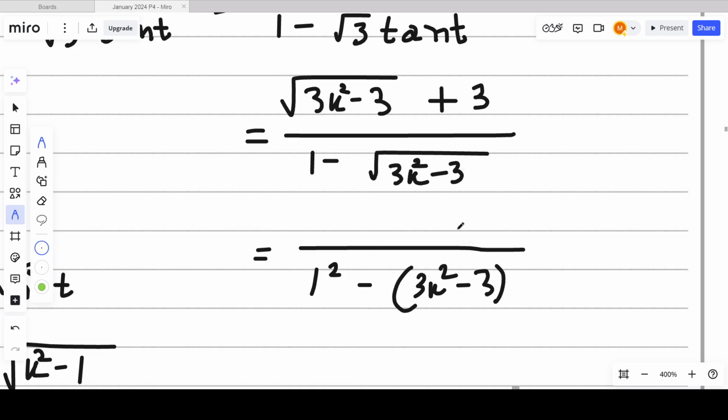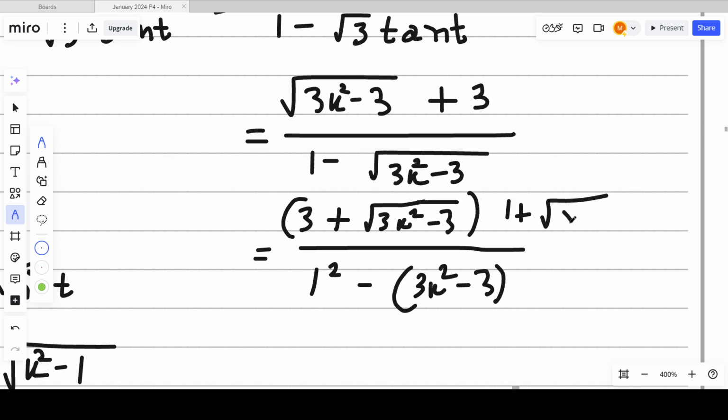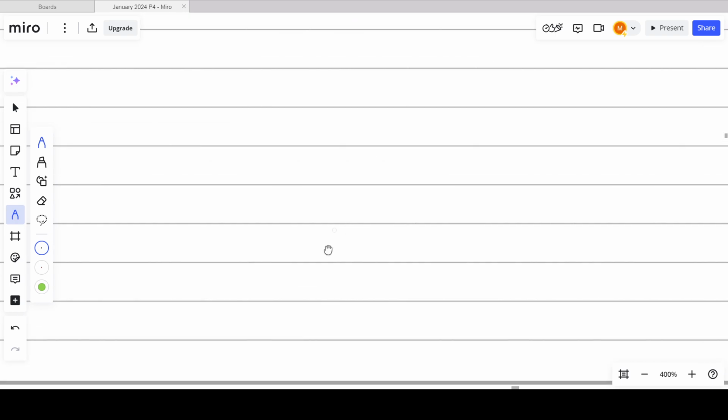So what do we need to multiply the top and bottom by? The conjugate pair is 1 plus square root of 3x squared minus 3. It was minus, so it should be multiplied by plus. 1 plus square root of 3x squared minus 3, the conjugate pair.